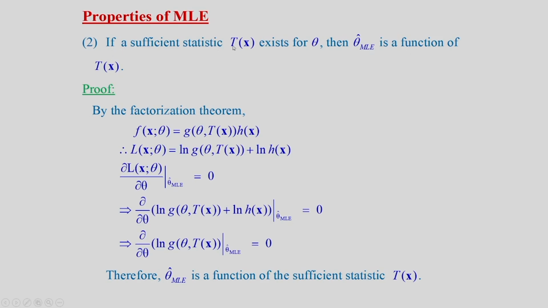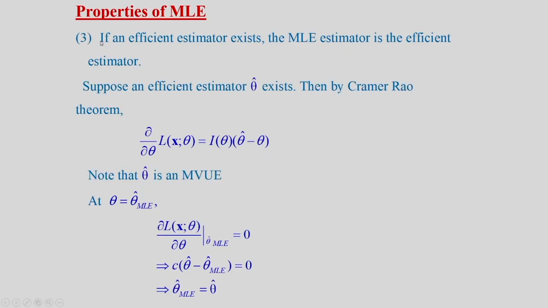If a sufficient statistic T(x) exists for theta, then theta hat MLE is a function of T(x). The next property is, if an efficient estimator exists, the ML estimator is the efficient one. This is an important property because we always look for an efficient estimator, and if we know that it exists, then the ML estimator will be the efficient estimator.